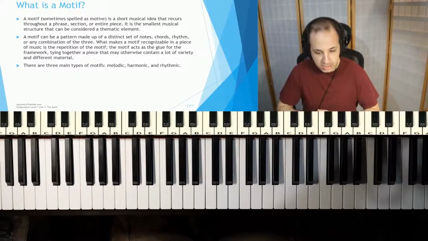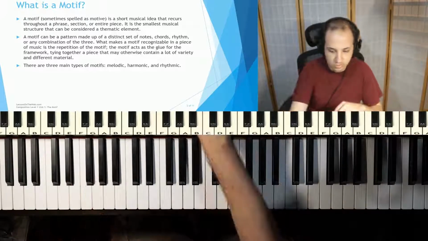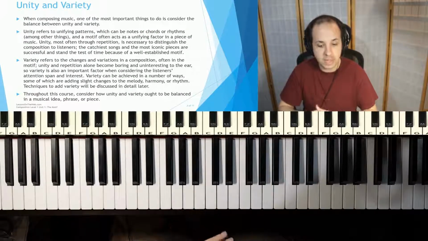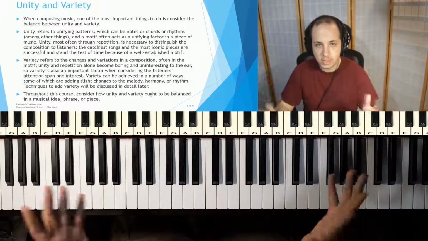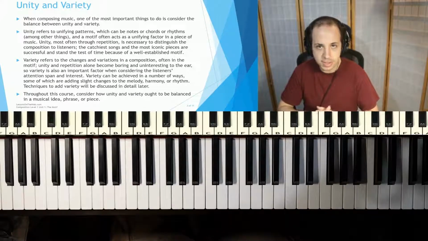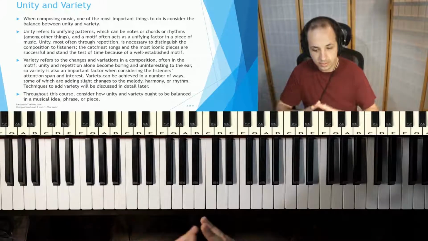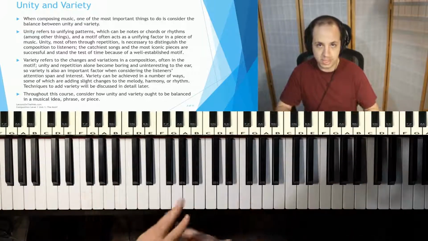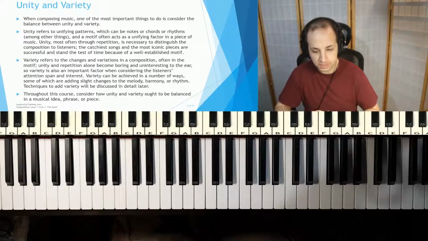There are three types of main motive. We already talked about this: melodic, harmonic, and rhythmic. So, unity and variety. When composing music, one of the most important things to do is consider the balance between unity and variety. If you have the same thing all the time, it's going to get boring, right? But if you change it all the time, it's not going to be recognizable to the ear in any sort of meaningful way. So unity refers to unifying patterns, which can be notes, rhythms, chords again. And a motive often acts as a unifying factor in a piece of music. So your motive is your vehicle to unify the ideas of your piece.